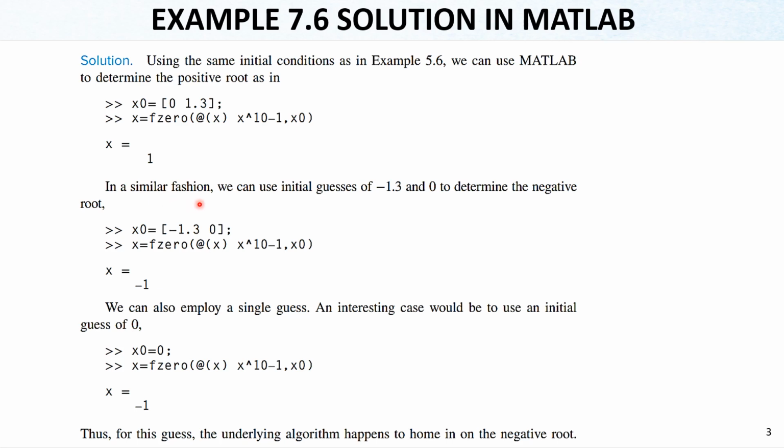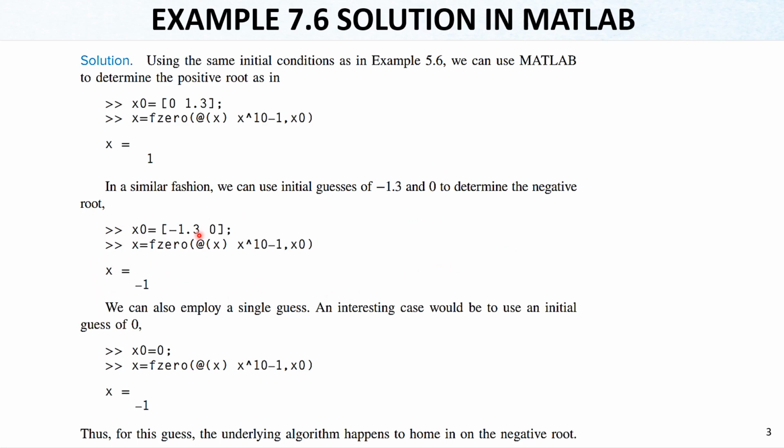In a similar fashion, we can use initial guesses of minus 1.3 and 0 to determine the negative root, because we assumed initially that we know there are two roots, 1 and minus 1. For 1, we bracketed it between 0 and 1.3. For minus 1, we bracketed it between minus 1.3 and 0. You simply change this and use the same fzero function, and when you enter, you will get the result minus 1.